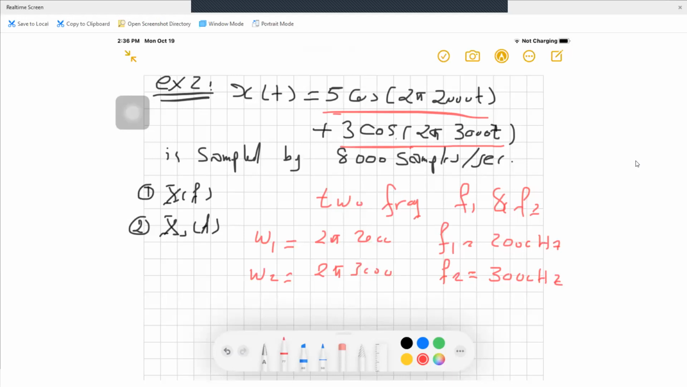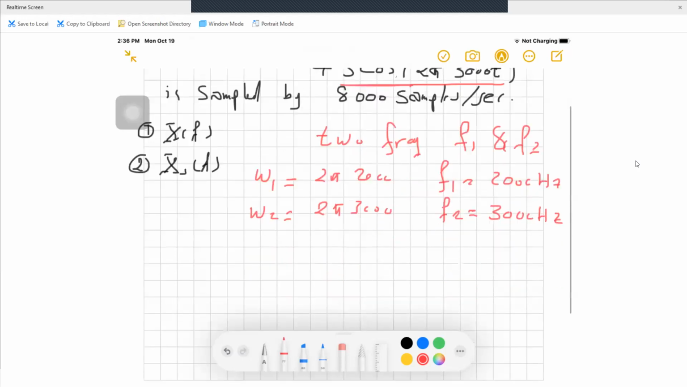Okay, so F max equals 3 kilohertz, or 3000 hertz. Now, look at the sampling rate, which is fixed by the problem requirement. According to the problem requirement, the sampling rate is 8 kilohertz.